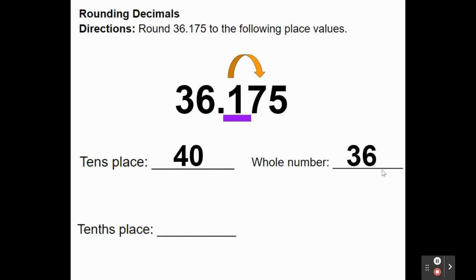So we're going to keep everything to the left of the underlined digit the same. So we have 36 and 2/10 since we rounded up, and everything to the right of the digit we underlined is going to change to a 0. Since that's in the decimals, we can just end it at 2/10. So this number rounds to 36 and 2/10.